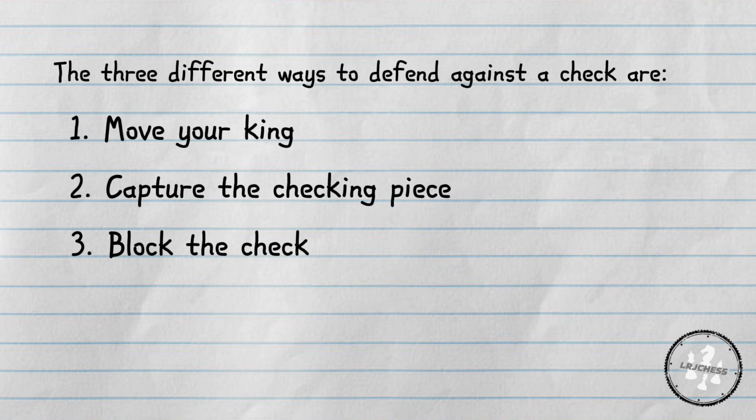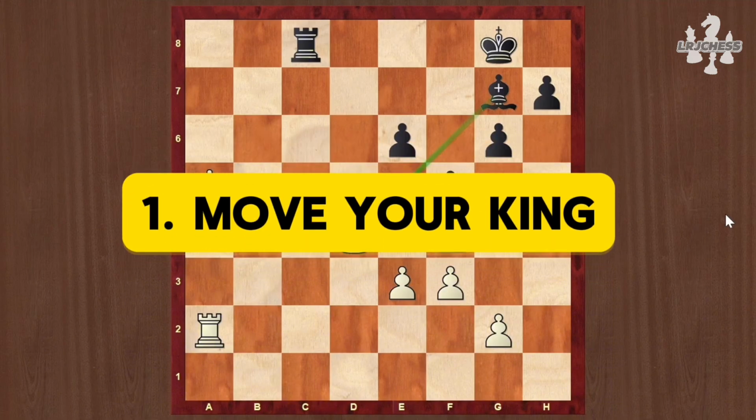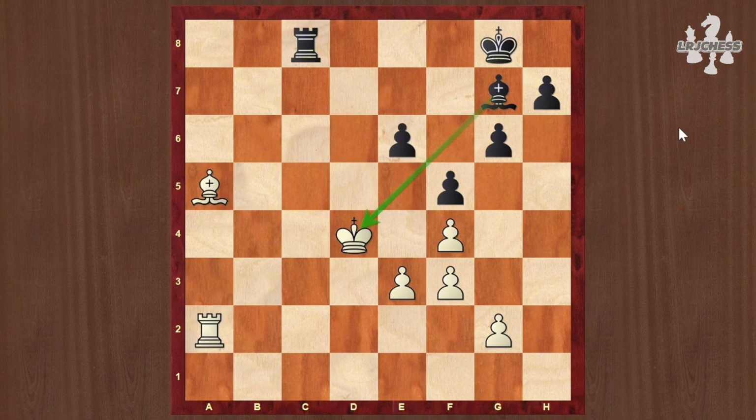Let's go through these examples one by one. So first, you have the direct approach, which is moving your king. If your opponent puts you in check, just like this position we were looking at, the simplest way to get to safety is to move the king out of the line of sight of that piece.